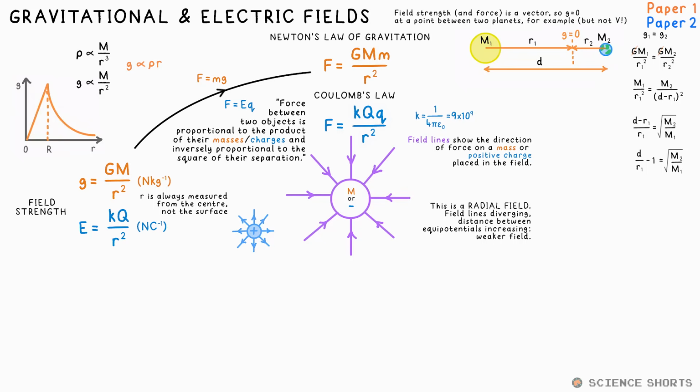For electric fields, F equals KQQ over r squared. This is Coulomb's law. Remember, r must be the distance between the centre of the two objects. You could be asked to define these two laws using your words. We can just use the equation, just take out the actual SI units.